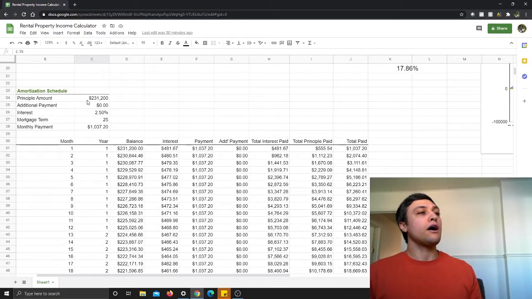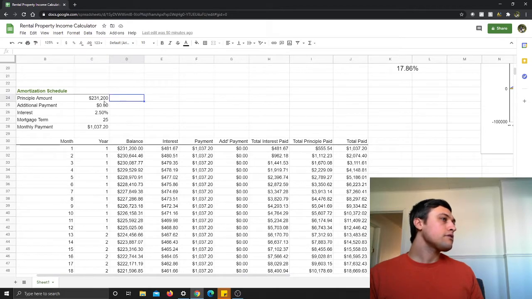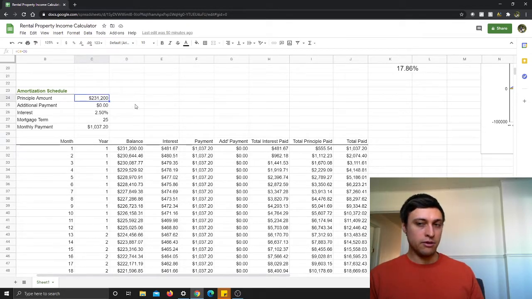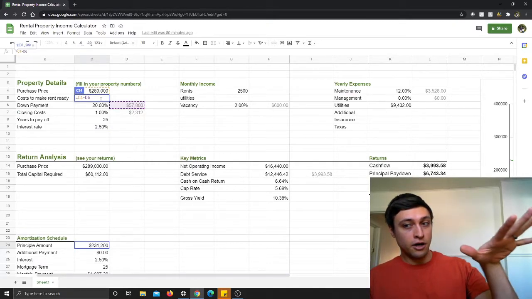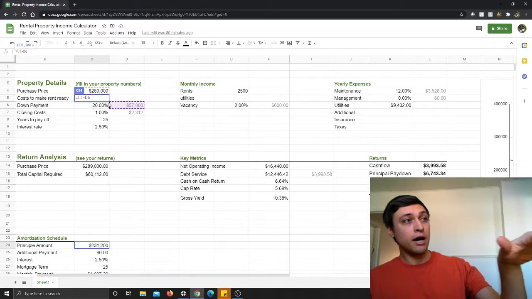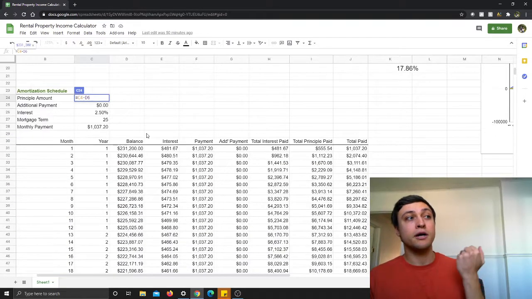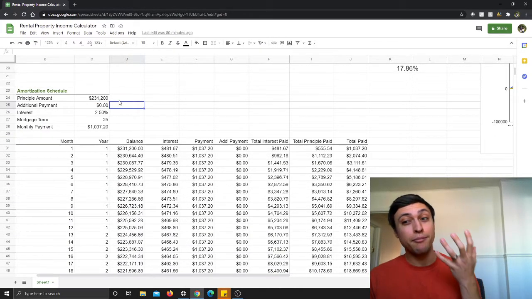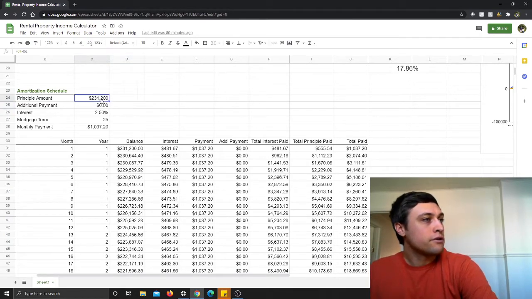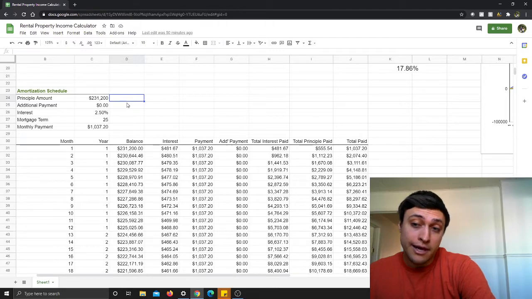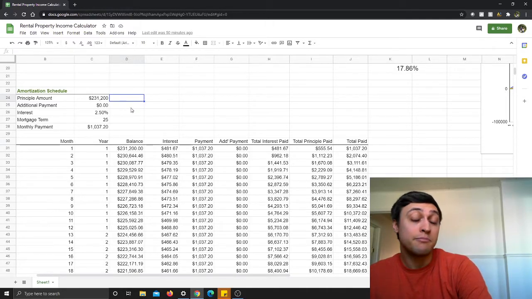Okay, on the amortization schedule, you have your principal amount. Now, the principal amount is simply your purchase price minus your down payment. So that's how much you have left that you need to pay back to this lender that just lent you all that money. So you got $231,200 that you're gonna have to pay back over the course of 25 years.